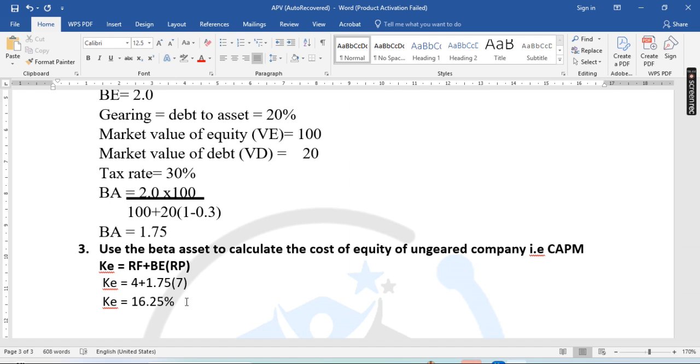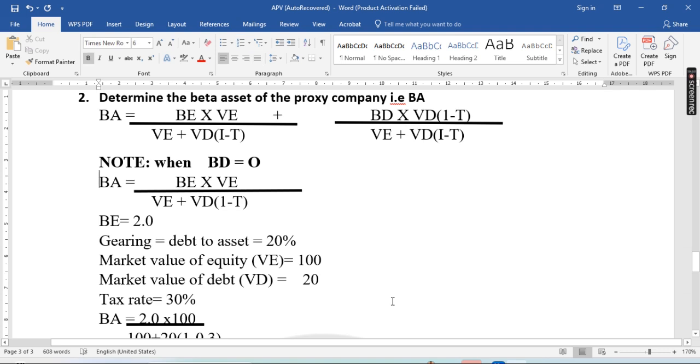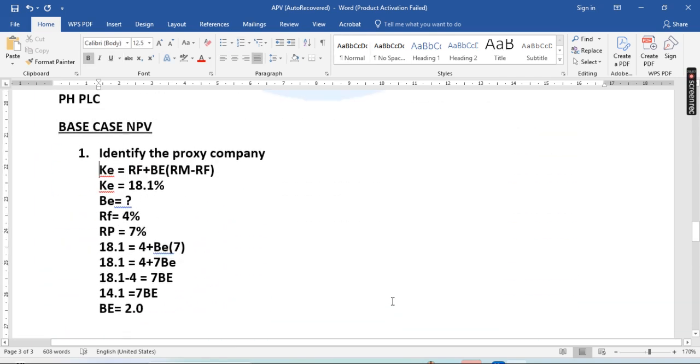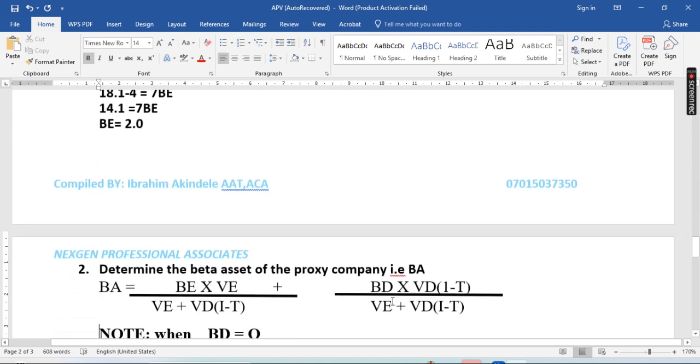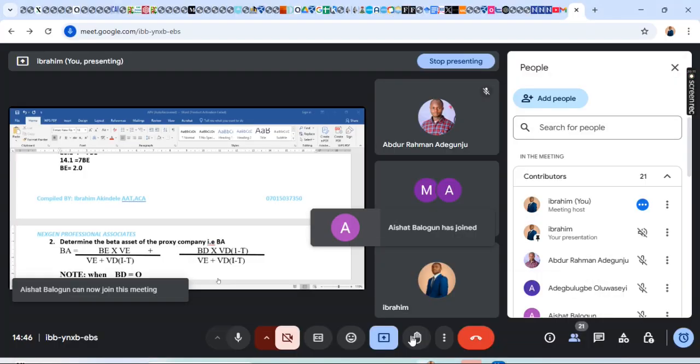This is the cost of equity of the ungeared company, which is the project company that we will use to discount the project. Now, if you have a question, ask your question before we test the alternative formula, right? Look at where we started from. We need to get the BE because we need this. So if you have a question, unmute your mic and ask.